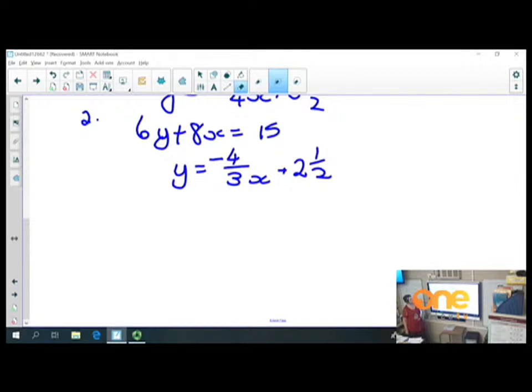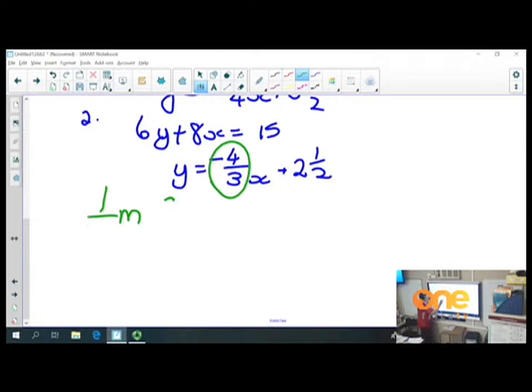What is now the perpendicular gradient of this one? What is the perpendicular gradient? So it will be positive 3 over 4. Can you see what I do? I change the sign and I reciprocal it. So y is equal to 3/4 x plus c.